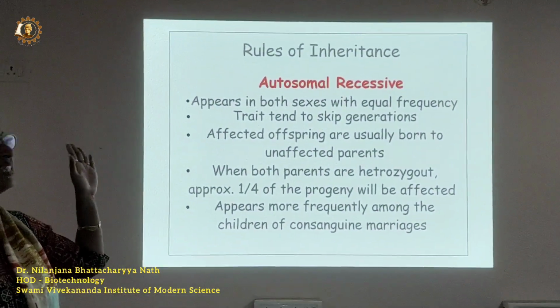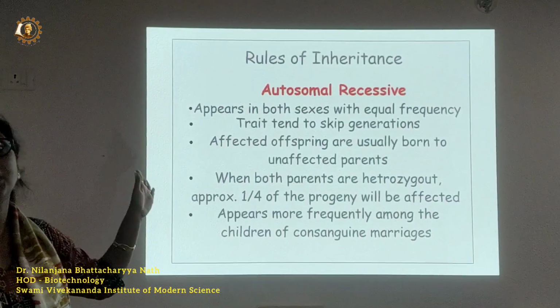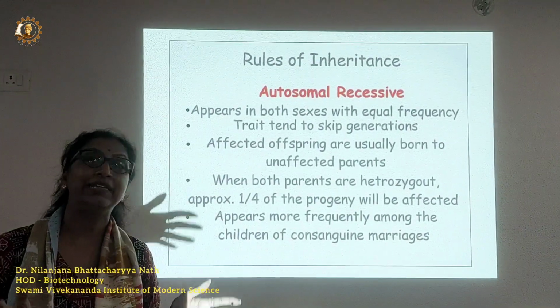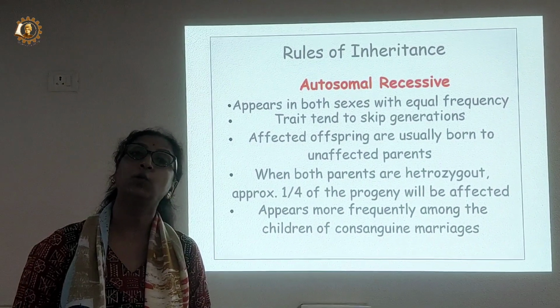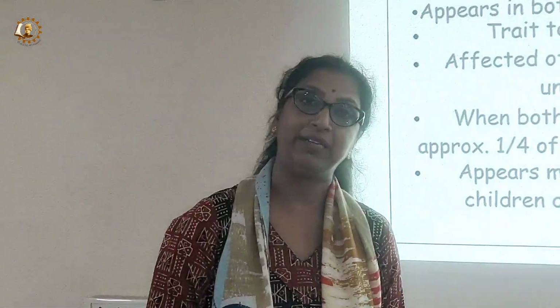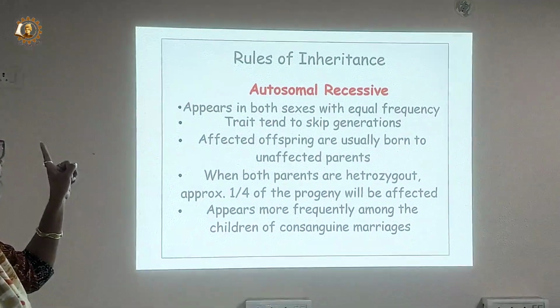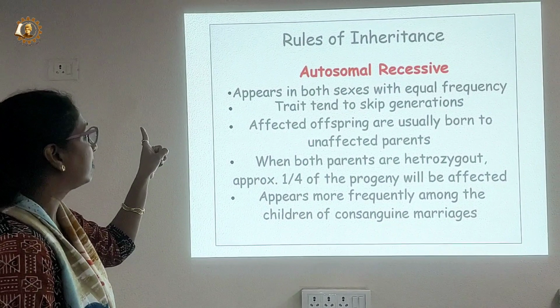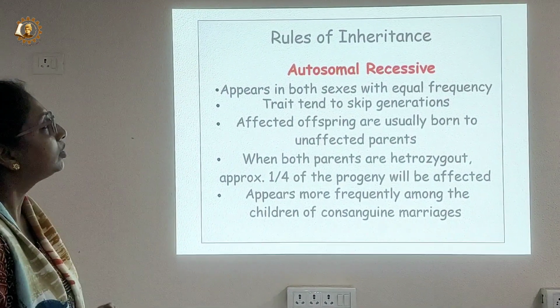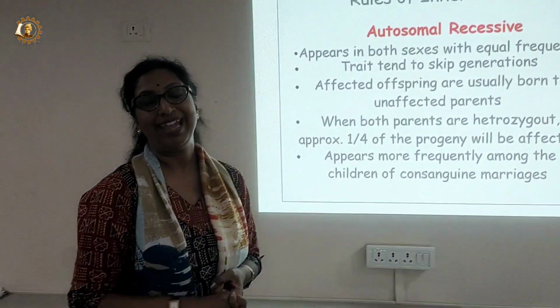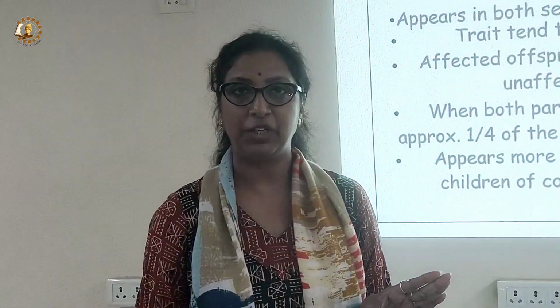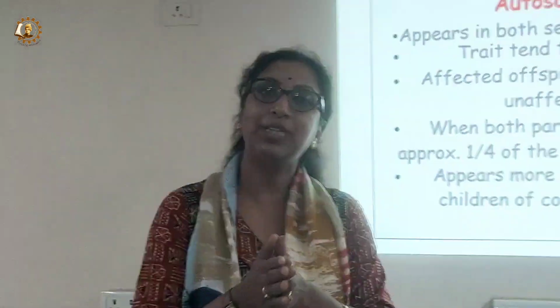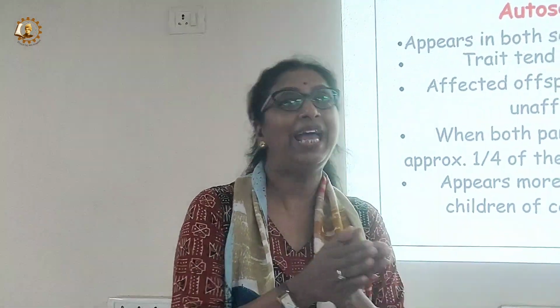Now these are the specific cases. First one, autosomal recessive. How will you identify that a pedigree is related to an autosomal recessive disorder? The first one: the affected trait appears in both sexes with equal frequency. As we are dealing with autosomes, there is no sex determination, so both male and female offspring will be affected equally.